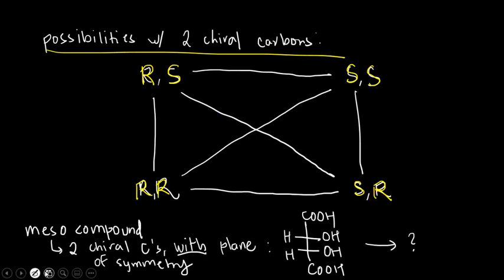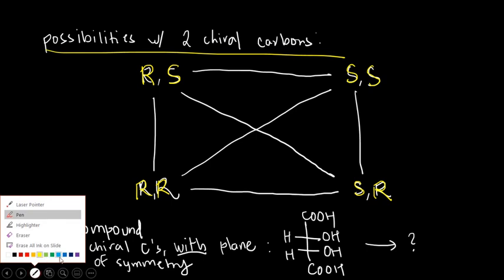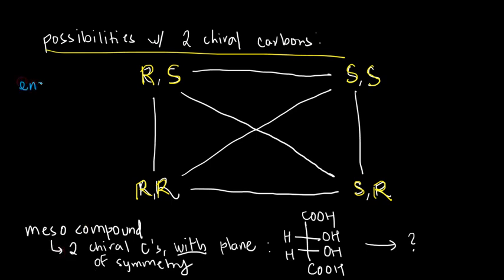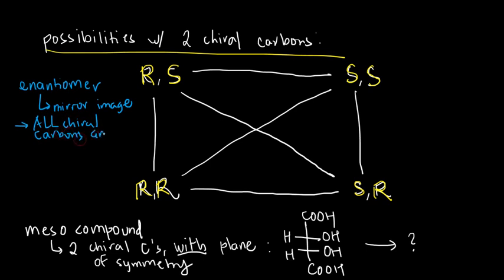And now I must introduce another term. You already know the word enantiomer. When you say enantiomer, let me repeat, it means mirror image. But to say that something is a mirror image means that all of my chiral carbons have been interchanged, or the proper word that we sometimes use, inverted. Meaning R becomes S or S becomes R.